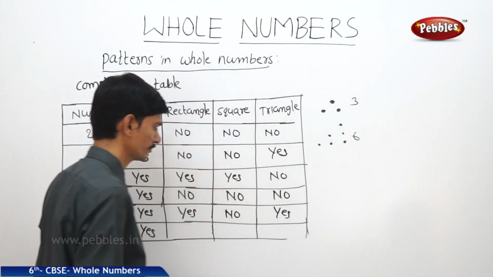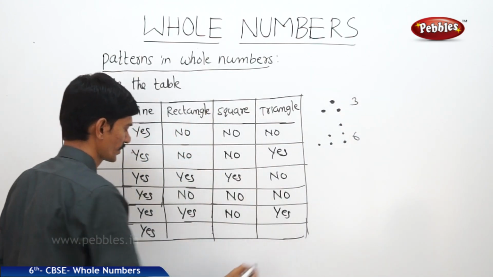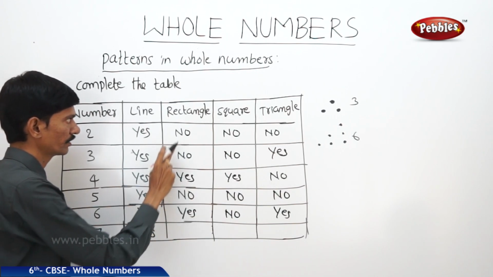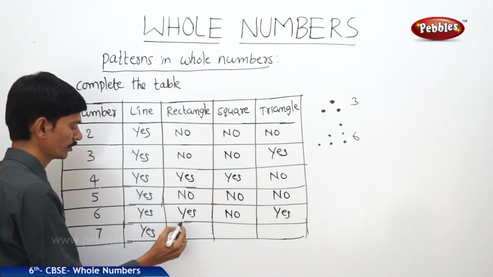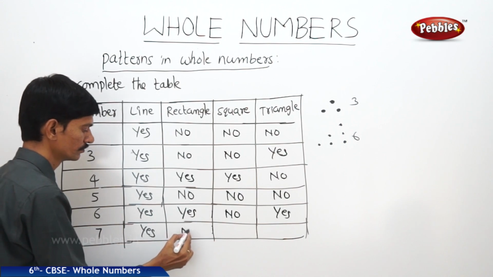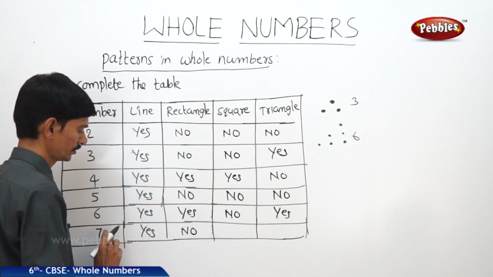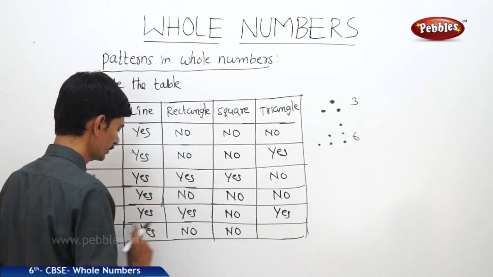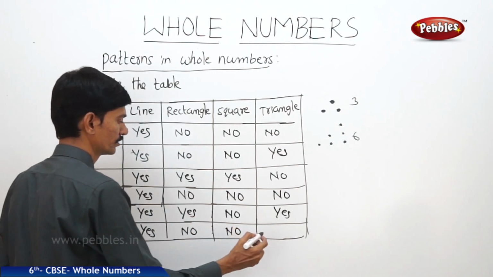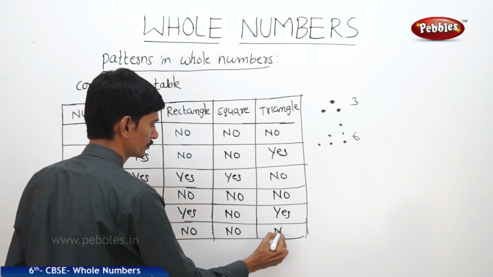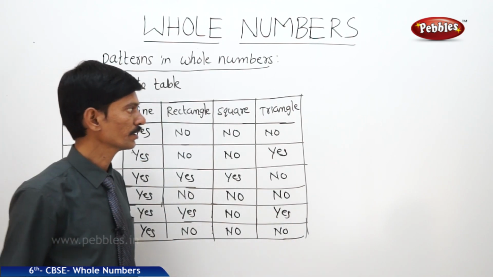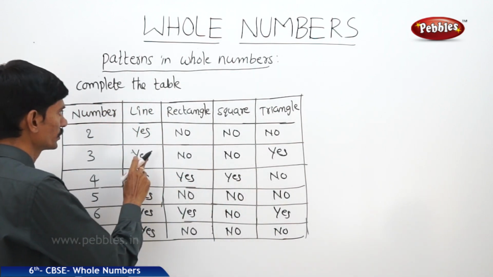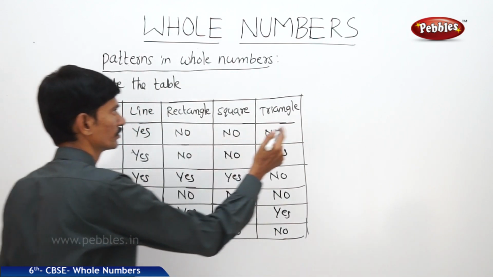Next, 7 can be shown as a line, and 7 cannot be shown as a rectangle. No, 7 cannot be shown as the square, and even 7 cannot be shown as the triangle. Now which number can be shown as only line? So we can say that the number 2.